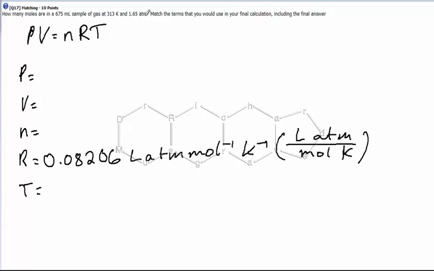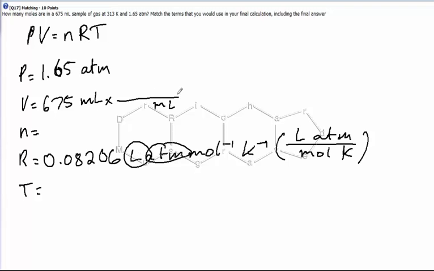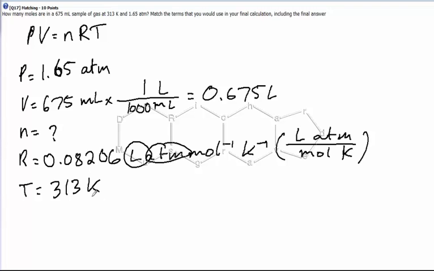Now the pressure that we're given is 1.65 atmospheres. That's good because we already have atmospheres here, so we don't have to change that. Volume is 675 milliliters. We do need liters here, so we'll have to do a conversion. I'll put milliliters on the bottom to cancel, liters on top, 1 liter and 1,000 mL here, and then we will convert that to 0.675 liters. Now we've got atmospheres, we've got liters, n we have defined, and temperature is given as 313 K. We don't even have to convert that. We've already got kelvins, so we're good.